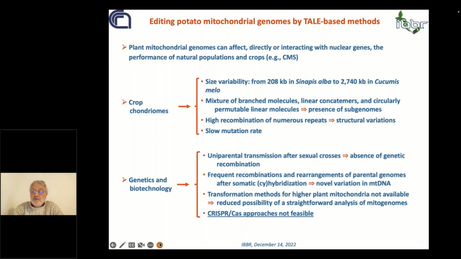Transformation methods are not available for higher plant mitochondria, so this reduces the possibility of easier, straightforward analysis of mitochondrial genes. And we also use the TALE-based approach because CRISPR-Cas approaches are not readily usable in mitochondria and in plastids, due to the difficulty of importing the Cas and especially the guide RNA through the double membrane of plant organelles.